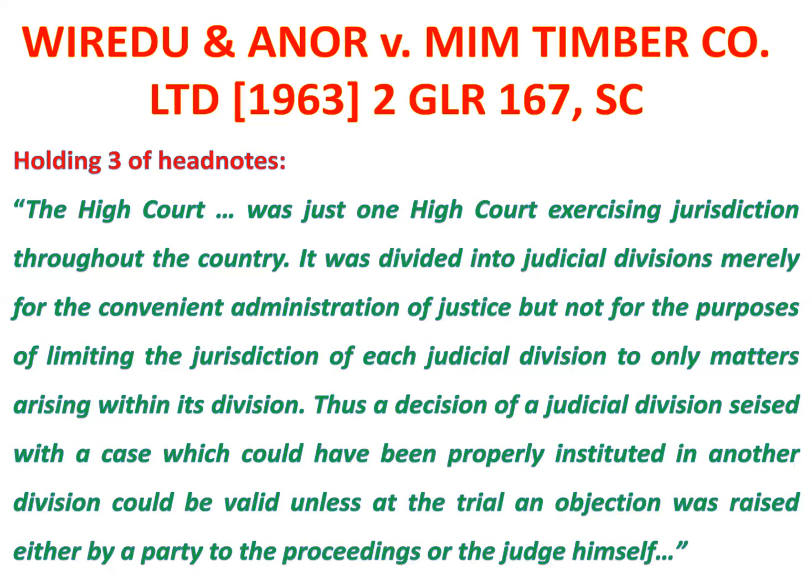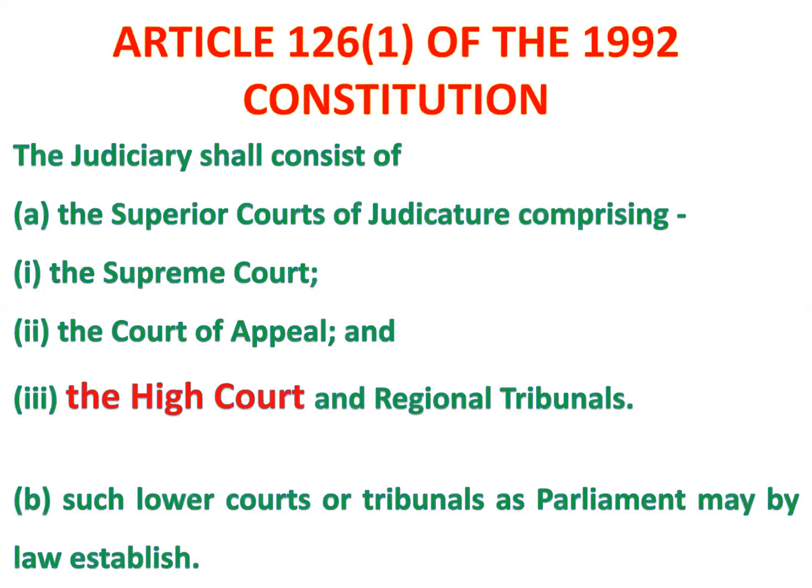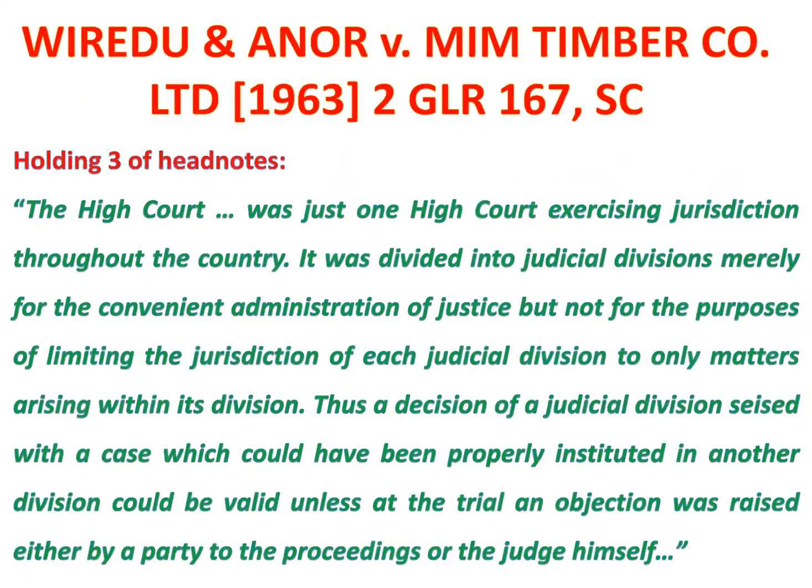So the High Court was just one High Court, as we see in Wiredu versus Mim Timber. The High Court was just one High Court exercising jurisdiction throughout the country. It was divided into judicial divisions merely for the convenient administration of justice, but not for the purpose of limiting the jurisdiction of each judicial division to only matters arising within its division. Thus, a decision of a judicial division seized with a case which could have been properly brought in another division could be valid. So the decision will be valid unless at the trial an objection was raised by either a party to the proceedings or the judge himself. So like I said, remember under Article 126, there's only one High Court. And as we've seen in Wiredu versus Mim Timber, it's been divided only for administrative convenience, but not because we want to limit their jurisdiction.